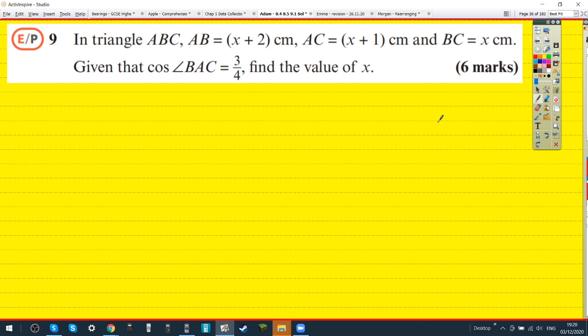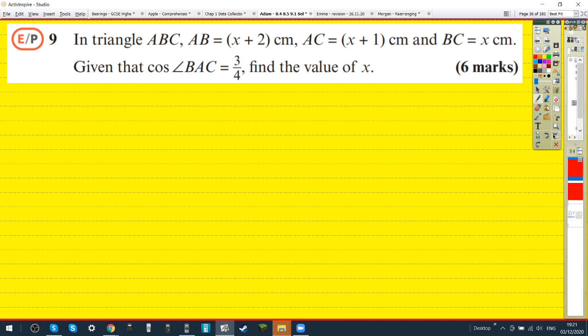So when it says given that cos BAC equals a quarter, is that already calculated? Like the angle opposite x, the cosine answer is a quarter, 0.75. So yeah, the cosine of the angle is 0.75. Yeah, so they've already done that bit for you. Okay. So would you use the cosine rule? Yep. Okay.